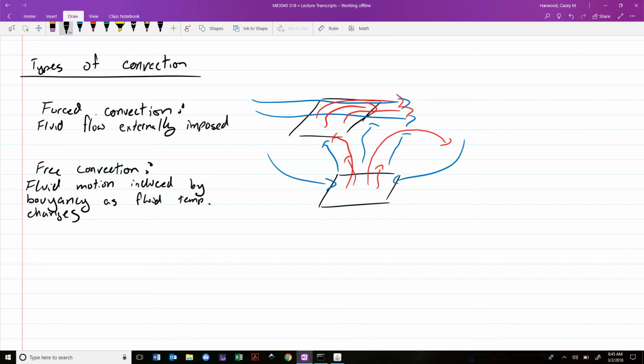So generally, forced convection is much more efficient at getting heat out of there. Free convection has the obvious advantage of, right, if we're talking about a consumer product, you don't need fans, you don't need pumps, you don't need a flowing fluid.